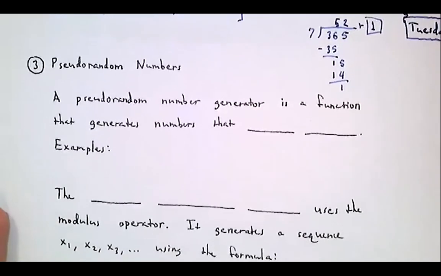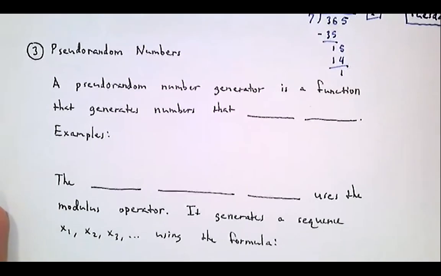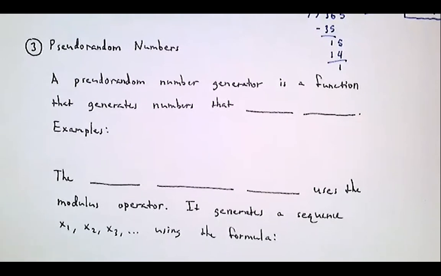So sometimes when you're programming something, you need a random number. You just need something random, and you're going to do something with it. But computers can't actually find random numbers. They follow step-by-step processes. So they can't really do anything truly random.